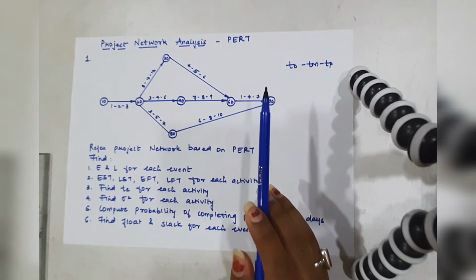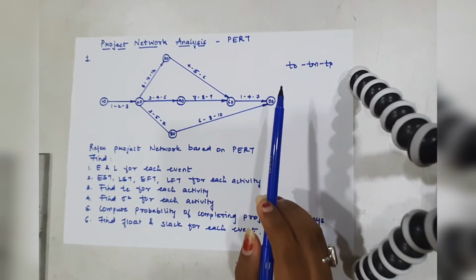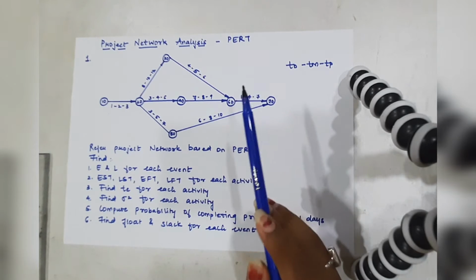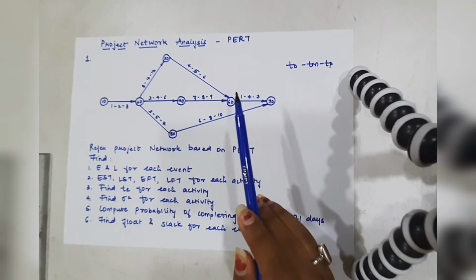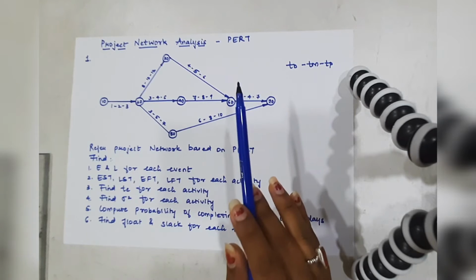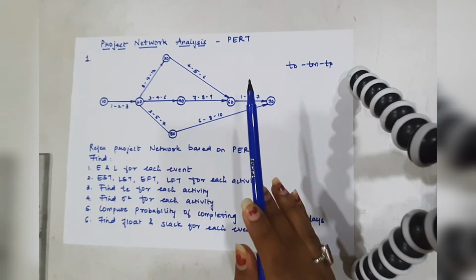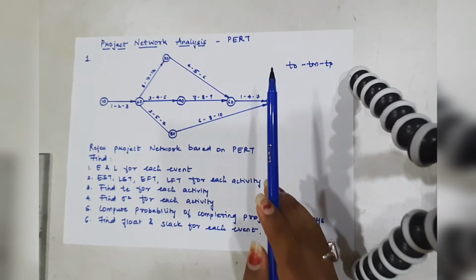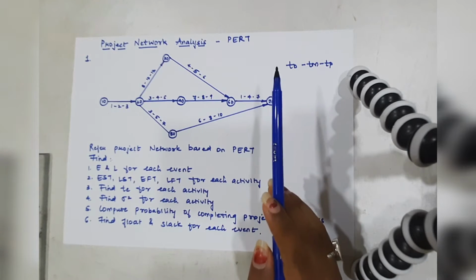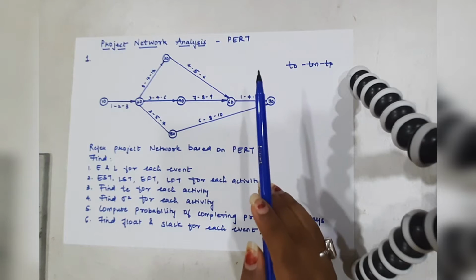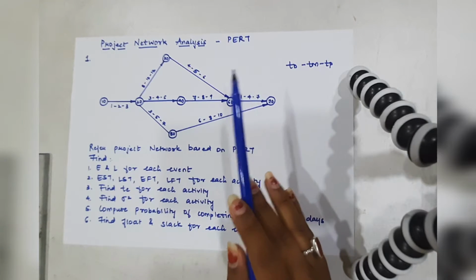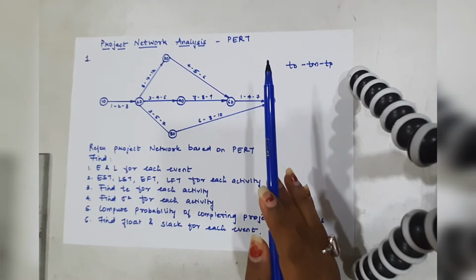First is the T suffix O, which is the optimistic time estimate. This is the shortest possible time required for the completion of the activity. There is no provision made for delays or any setbacks or any risk. Whereas T suffix M is the most likely time estimate, and in this case it will be executed under normal conditions. So it is also considered as the modal value.